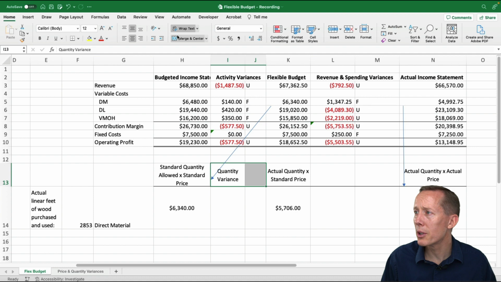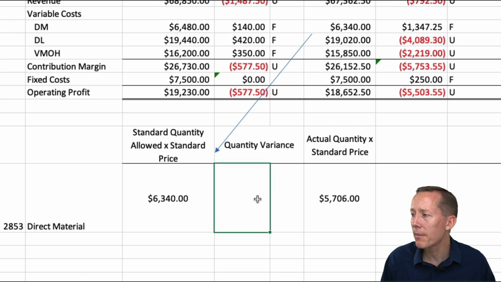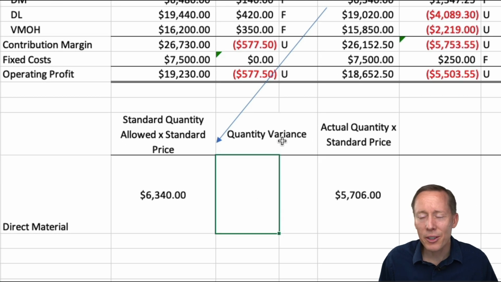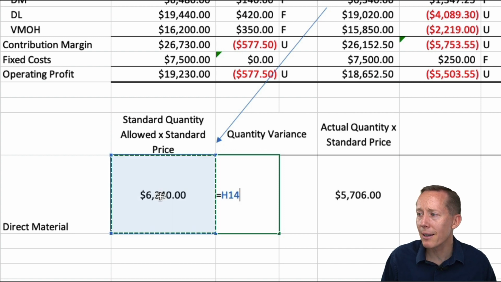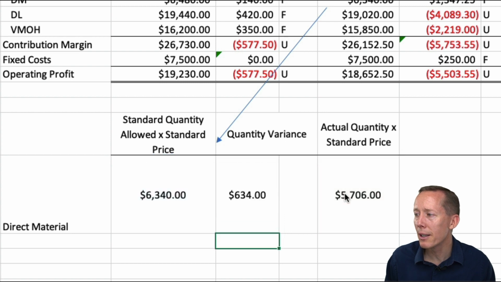And I will merge and center that right there. And this is a generic term. I'll come back and talk about a more specific name for material. But essentially, the difference between these two numbers is due to the quantity. They are both based on the same price of $2 per linear foot of wood. So I'm going to calculate this by taking this number on the left and subtracting from it the number in the middle, and I get a positive $634.